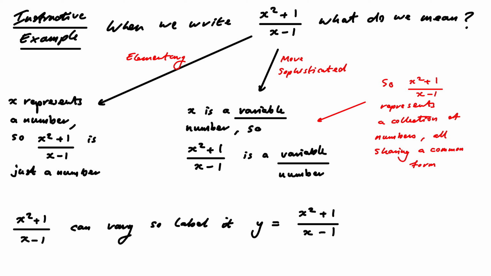Now, let's think about this. When I am thinking about this expression x squared plus 1 over x minus 1, the x, we're basically free to choose it. Okay, we can say, okay, let x be 5, let it be 10, let it be 7, let it be anything. We're free to choose this.